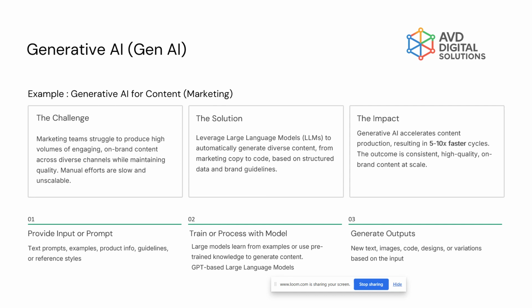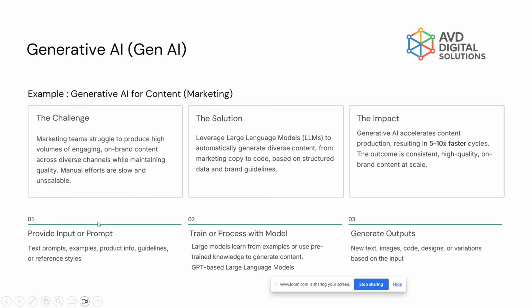So in this case, the solution is a large language model that automatically generates diverse content from marketing copy based on structured data and the brand guidelines. So you can see the impact in this case was a 5 to 10 times faster cycle of producing these product content, which otherwise manually would have taken a lot of time. And you would also see it's all happening at scale.